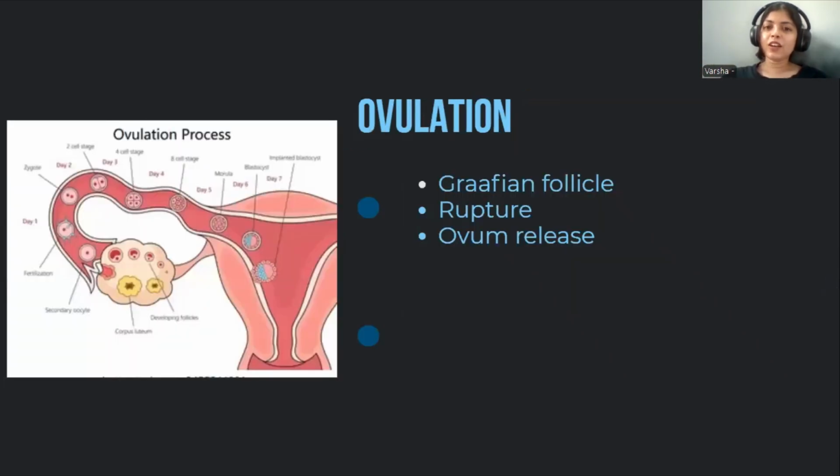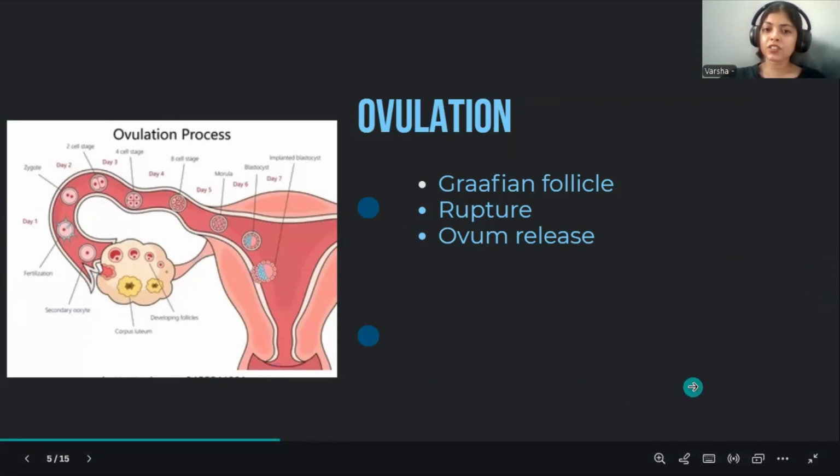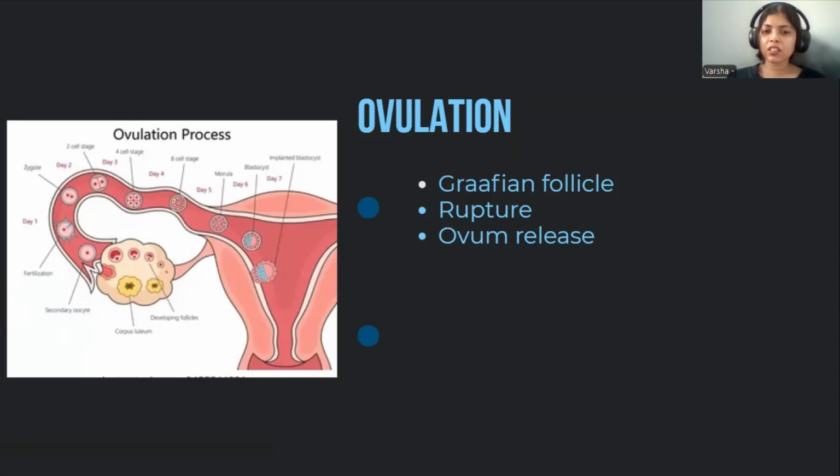Ovulation. So now what happens next? The mature Graafian follicle ruptures and releases the ovum. This process is called ovulation. Around day 14 of the menstrual cycle, this ovulation occurs. And it is a very commonly asked question.